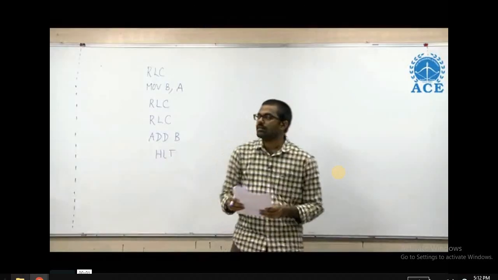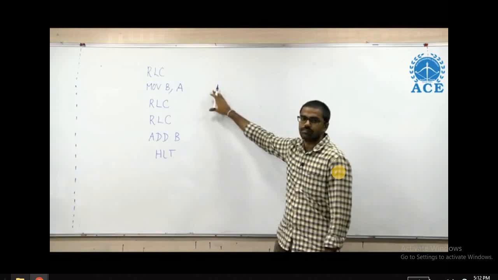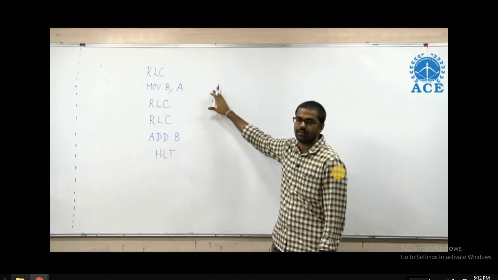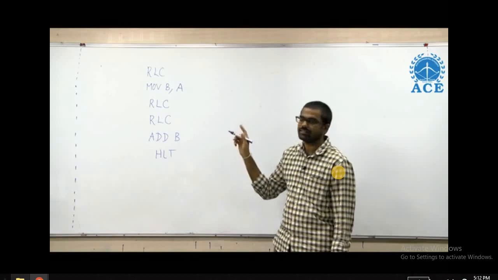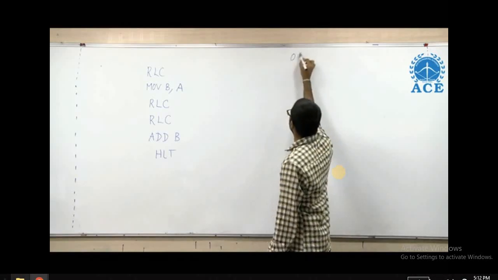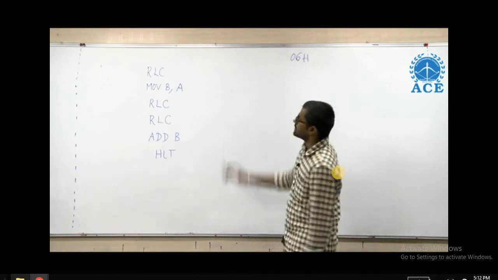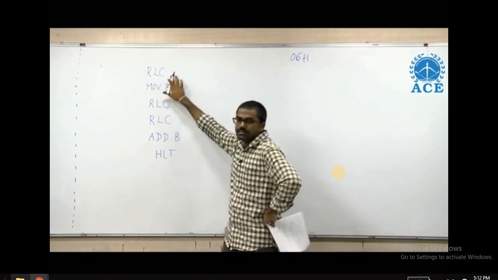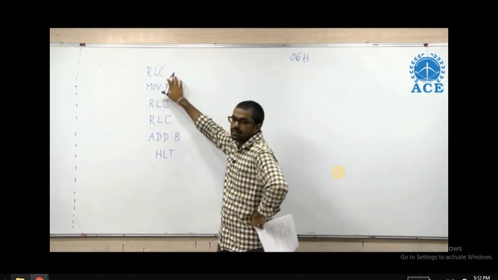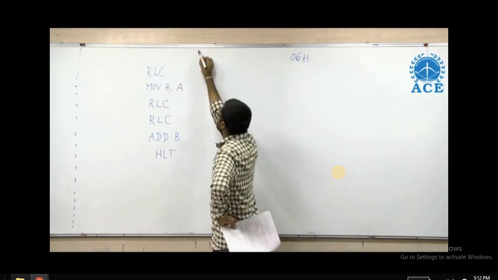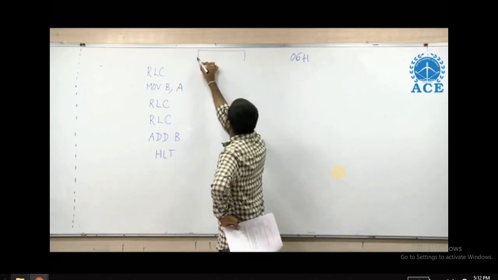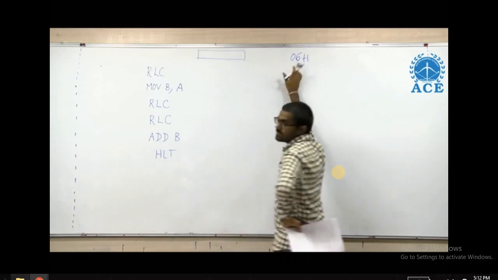Here, after executing this set of instructions, we have to find the contents in the accumulator, provided they have given the content of the accumulator initially is 06H. So this instruction says to rotate the contents of the accumulator left without carry, as the initial contents in the accumulator is 06H.